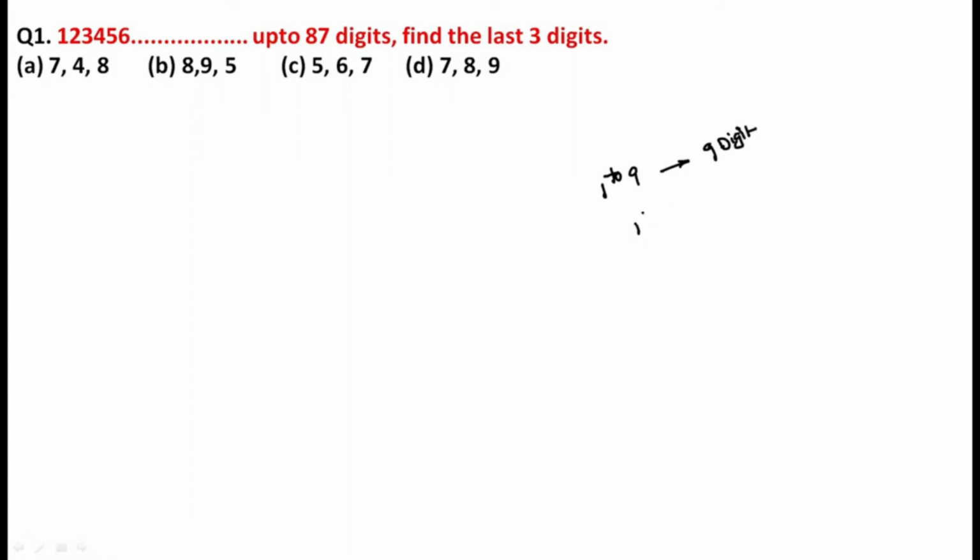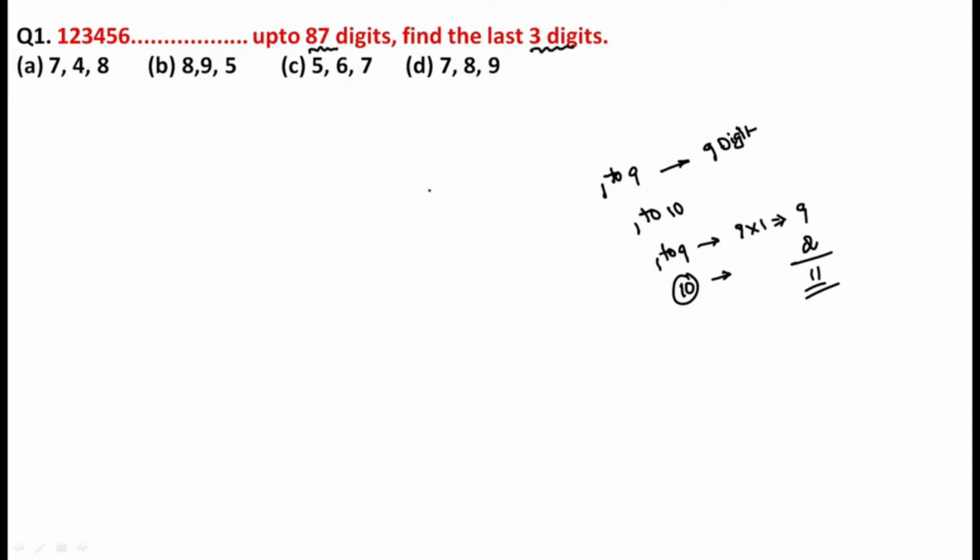If you observe one thing, from 1 to 10, how many digits are there? You already know that 1 to 9 are single digit numbers, so 1 times 9 is equal to 9 digits. After that there is 10, which is a 2 digit number, so the total number of digits is 11. See guys, after 9, everything is a 2 digit number. 10 has 2 digits, 11 has 2 digits. The total number of digits in 10 and 11 is 4. In this way, they have given 1, 2, 3, 4, 5, 6 up to 87 digits.